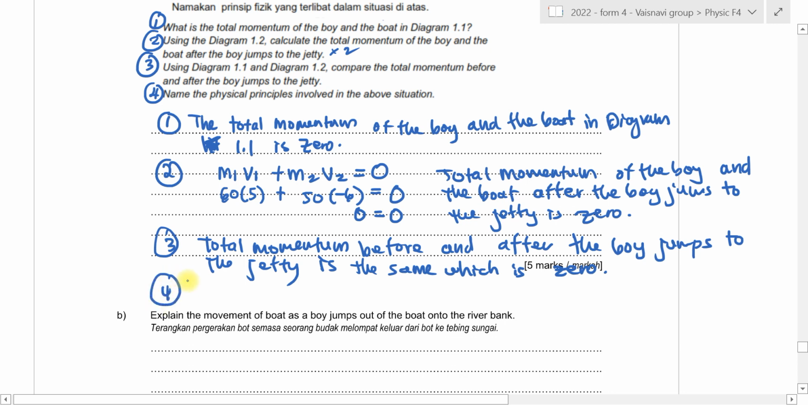Okay, what is the physics principle involved in this above situation? Yes, Afrina. Momentum. No, that is physics concept. Explosion. No, again, this is not a principle. Explosion is nothing related with physics concept as well. Principle kena bagi tahu nama principle lah. Principle of conservation of momentum. Principle of conservation of momentum.